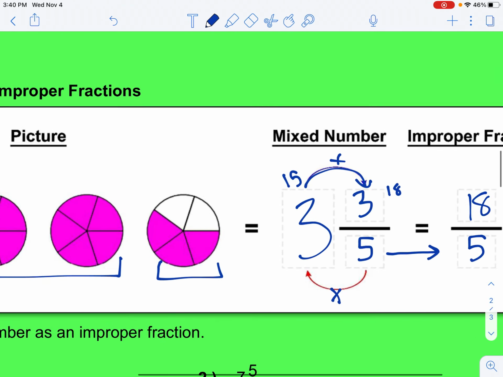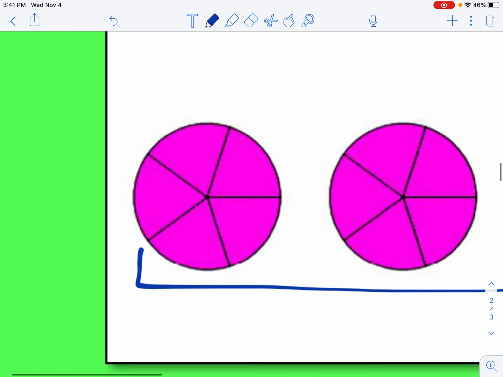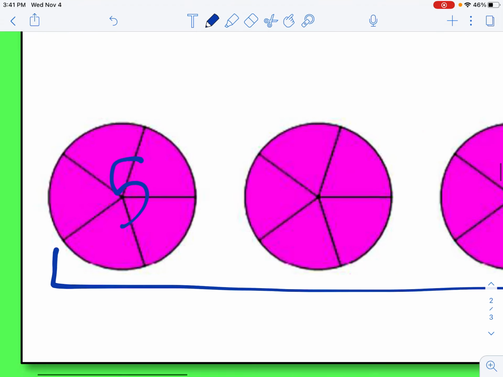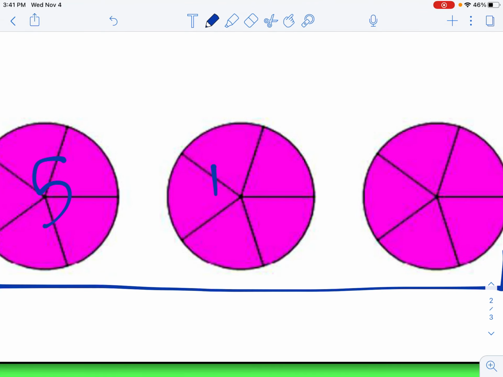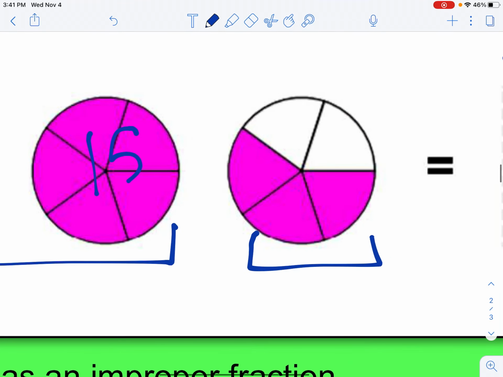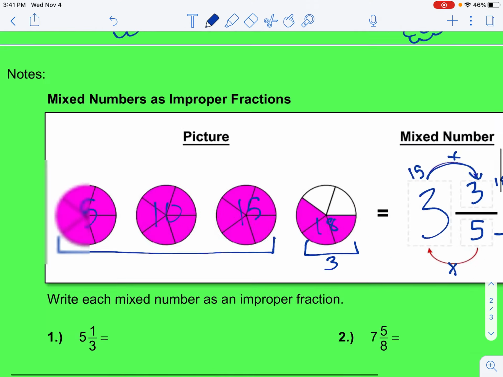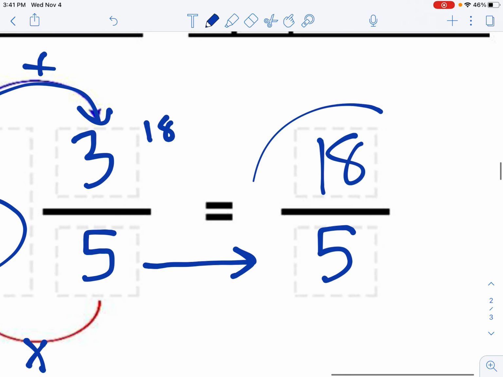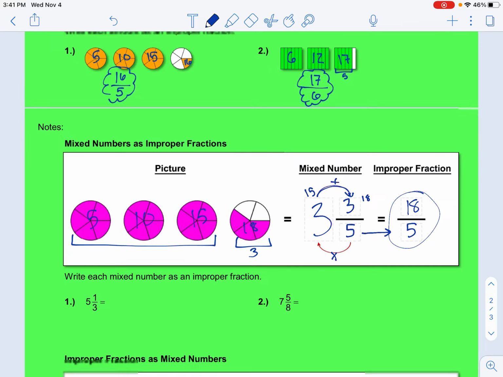Now let's go over here and check and make sure that that makes sense. Alright, right here I've got 5 fifths, 5 more for 10, 5 more for 15, and then 3 more for 18. So let's make sure our answer says 18 fifths. And it does, so we know we've got it right.